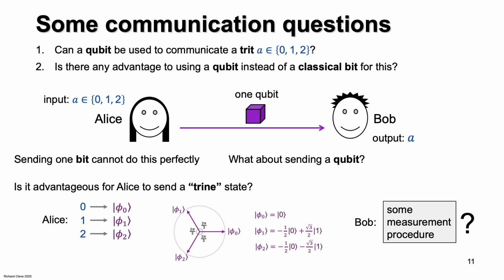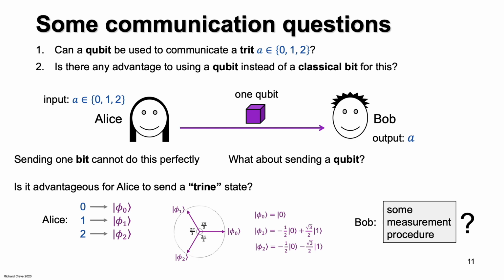Okay, since the three trine states are not orthogonal, there's no way to perfectly distinguish between them. For example, there isn't even a way to distinguish between the first two trine states. So Bob can't even perfectly distinguish between the trit being 0 or 1 using this approach. Is there any advantage to sending a qubit over sending a bit?